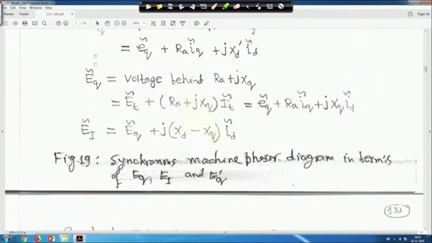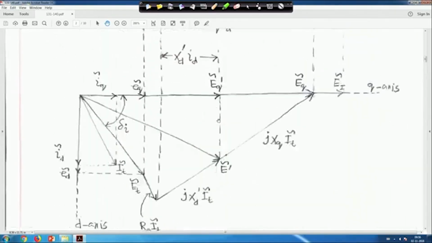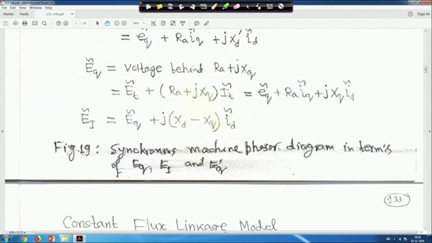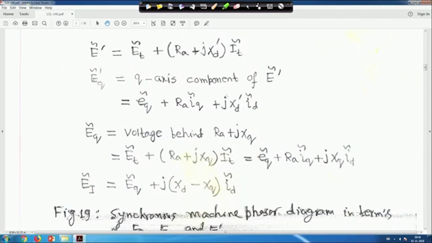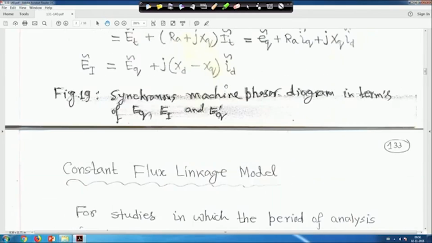Similarly, your EI tilde is equal to EQ tilde plus J XD minus XQ ID tilde. So, this is your figure 19, the synchronous machine phasor diagram in terms of EQ, EI and EQ dash. That is your phasor diagram, and this is your XQ and this is ID. Let me have a look, XD, XQ, IT tilde. So, this is the phasor diagram.